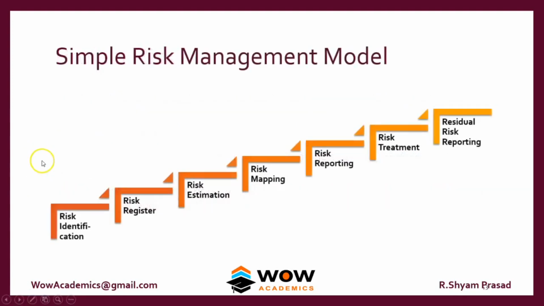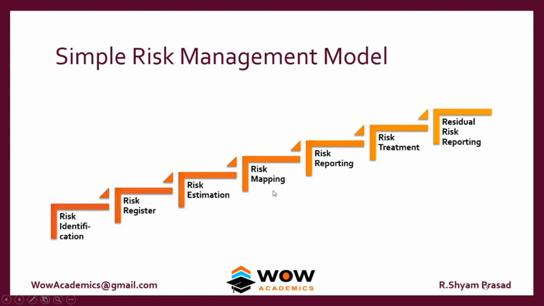It is a normal risk management model that we can apply to a project risk also. First we start with risk identification, finding the various risks in a project. Then we maintain a risk register where we note down all the risks. Then we go for risk estimation. We estimate the level of risk, whether it's severe, medium or acceptable. Then we find out a risk mapping. Risk mapping is a 2x2 matrix where on one side we have the possibility of a risk and on the other side we have the impact of the risk.